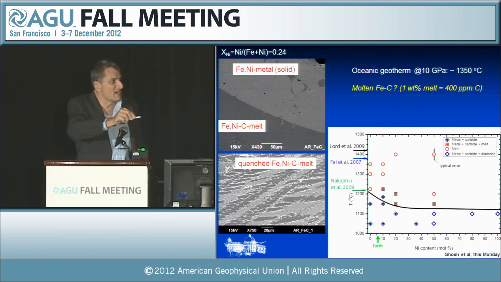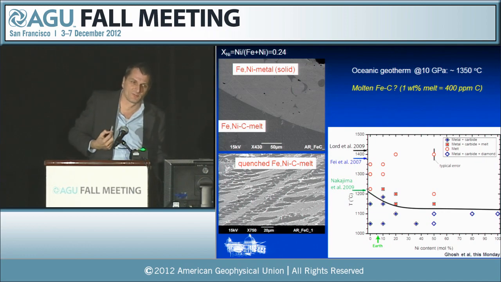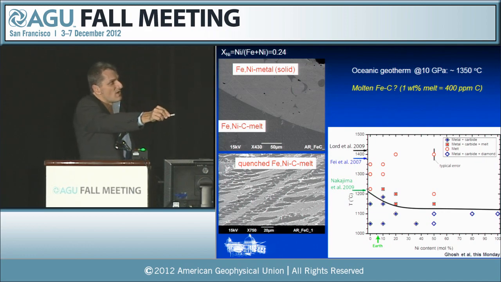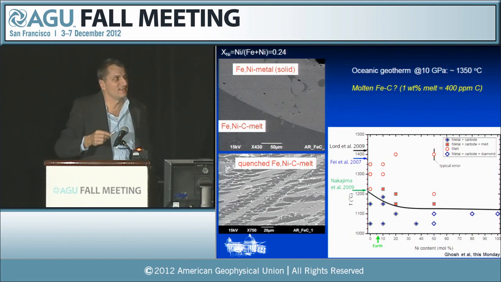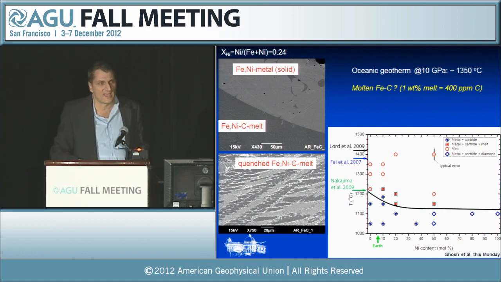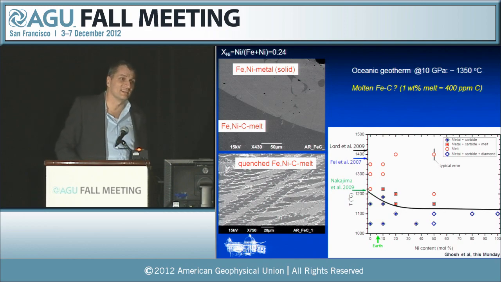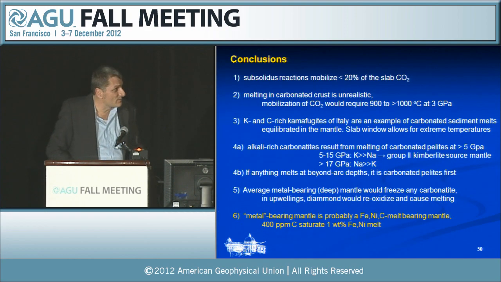And these melts only have a few percent of carbon, 3.5 to 4.5% carbon. So you only need 400 ppm carbon to saturate 1 weight percent of melt. And that's close to what people think is the average carbon content. So the idea is that this lower mantle that doesn't have a metal actually has an iron-nickel carbon melt. So what we are proposing is that the deeper mantle has a very small melt fraction, probably less than 1%, of this metal carbon melt.